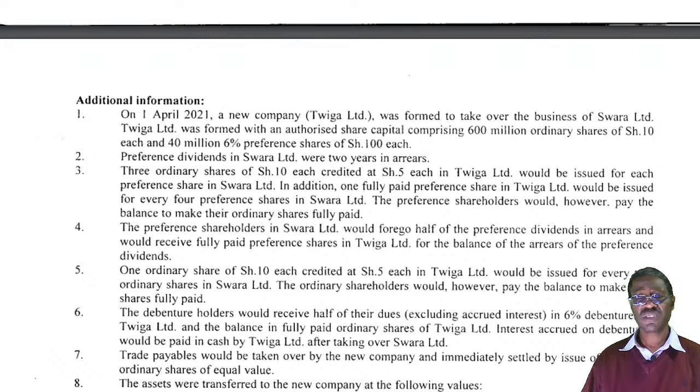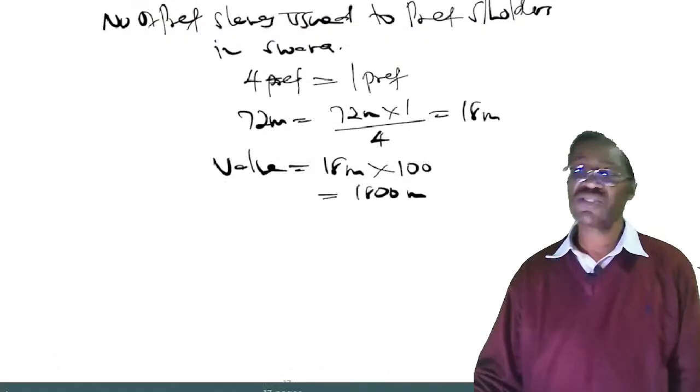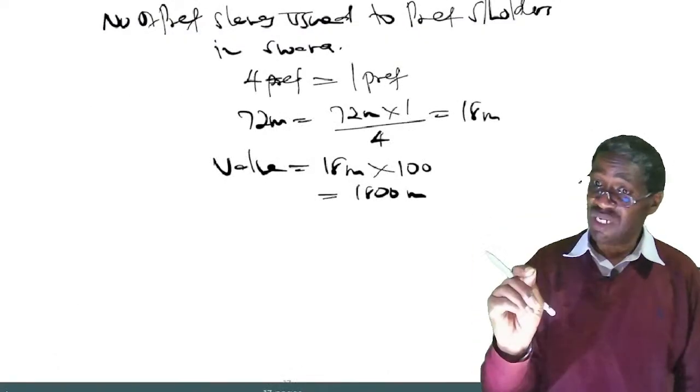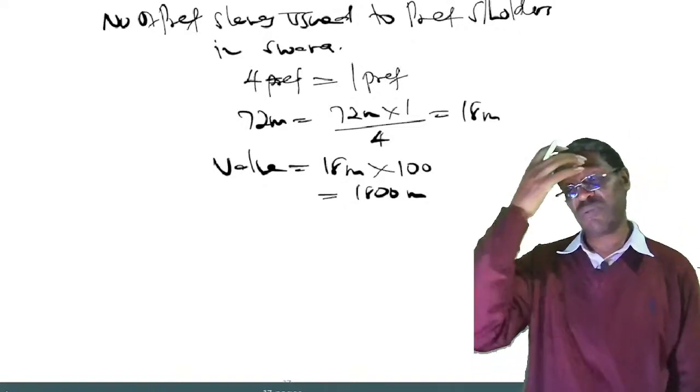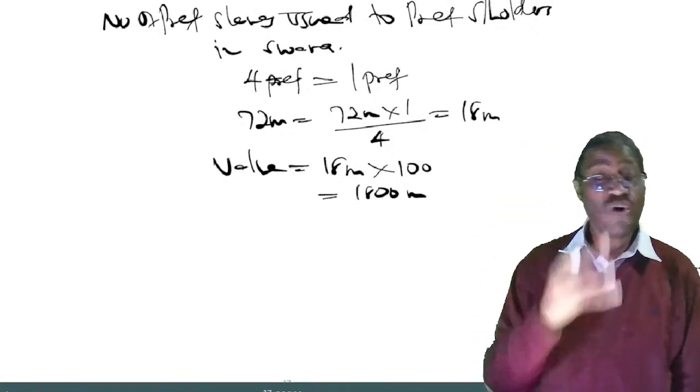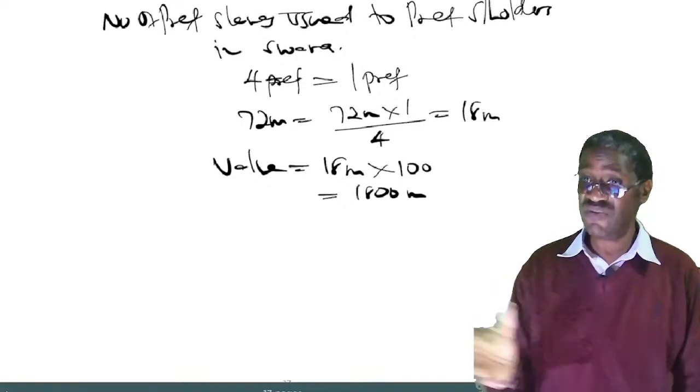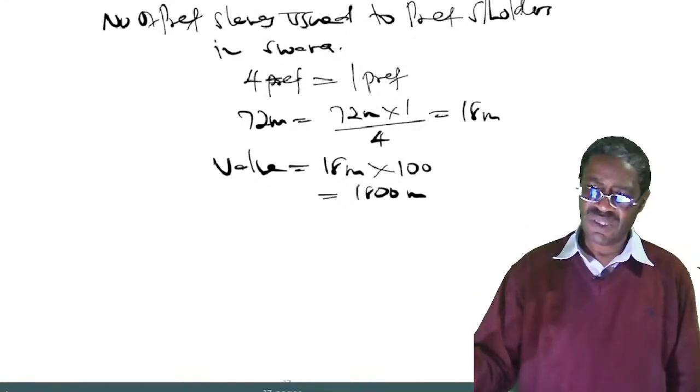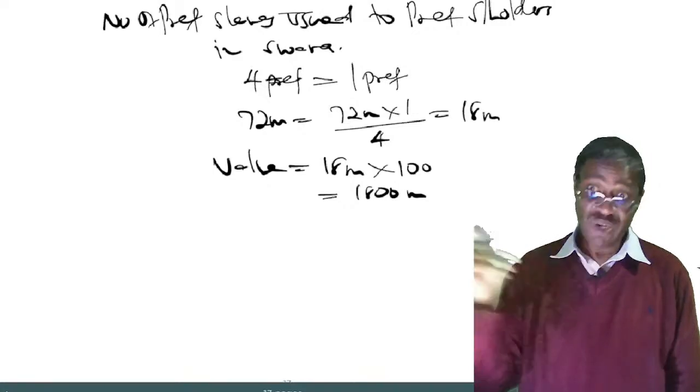Let me repeat. Preference shareholders in Swara Limited would forgo half of their preference dividends in arrears, and would receive fully paid preference shares in Twiga for the balance of their arrears. Good. What they are saying there is this. You, Swara, owe your preference shareholders some dividends. You, Twiga, agreed with them that they forgo half of their dividends, but you will pay them the other half in terms of fully paid shares.